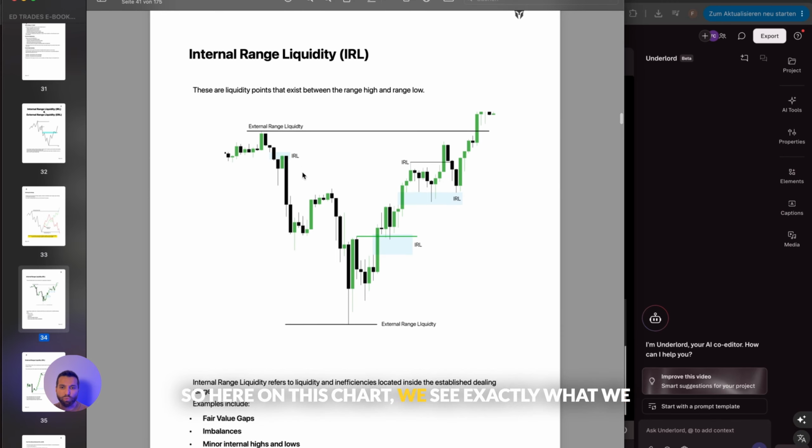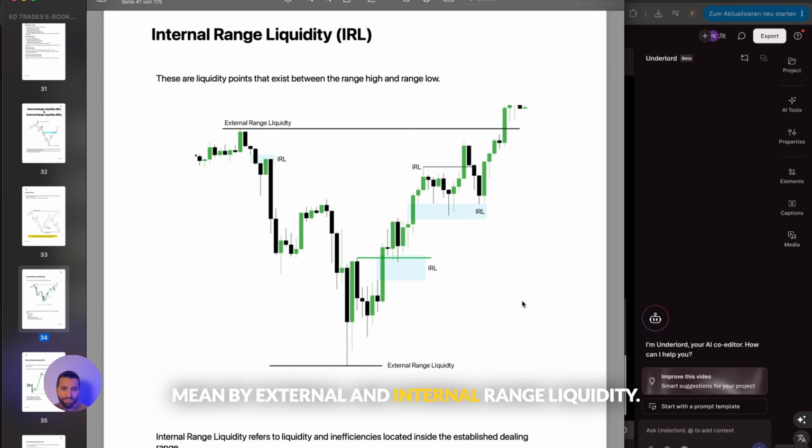So here on this chart, we see exactly what we mean by external and internal range liquidity. Okay, we see this move, we see price running lower, and we have a range, an external higher time frame range, but within that range, we're constantly seeing internal range liquidity. We're seeing new order blocks being printed, we're seeing new fair value gaps, imbalances being created. Okay, what price does, it retraces and rebalances those imbalances. So price is basically being drawn into these imbalances to rebalance price and make it efficient.